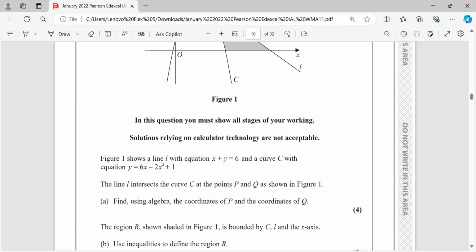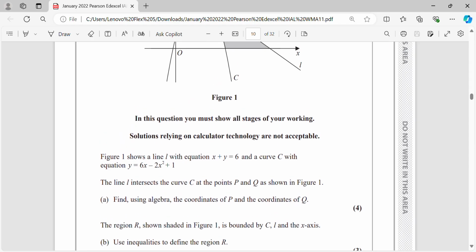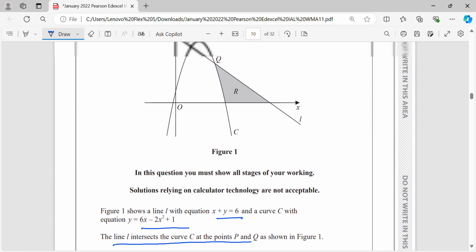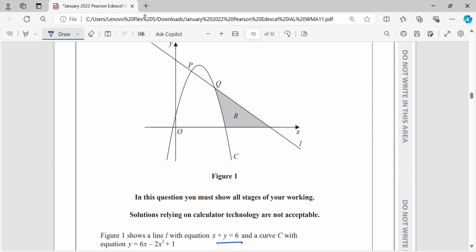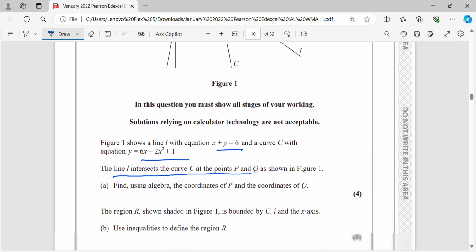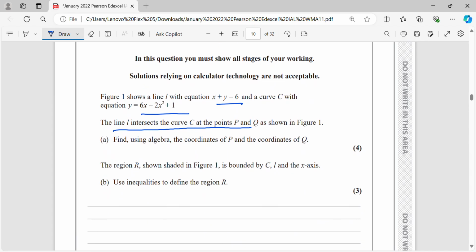Alright, so this question here is: figure 1 shows a line with the equation x plus y equals 6 and a curve C with the equation y equals 6x minus 2x squared plus 1. I have two equations given here. The line L intersects the curve C at the points P and Q, as we can see in the figure. So these are the 2 points where the curve intersects with L. Find, using algebra, the coordinates of P and the coordinates of Q.